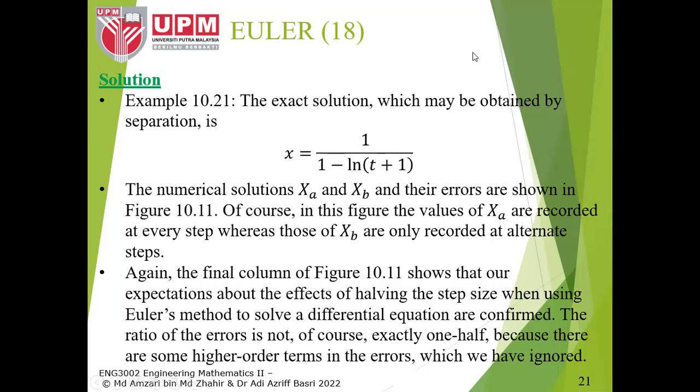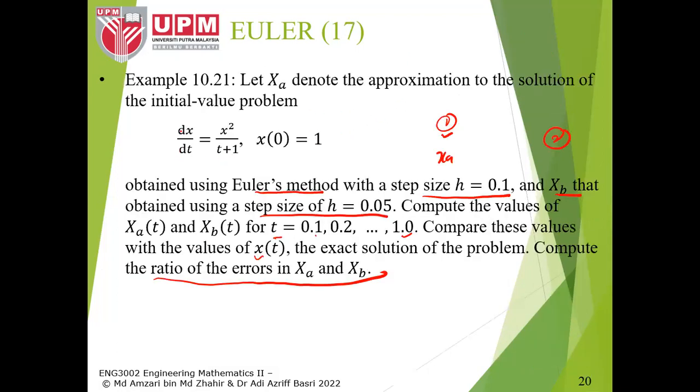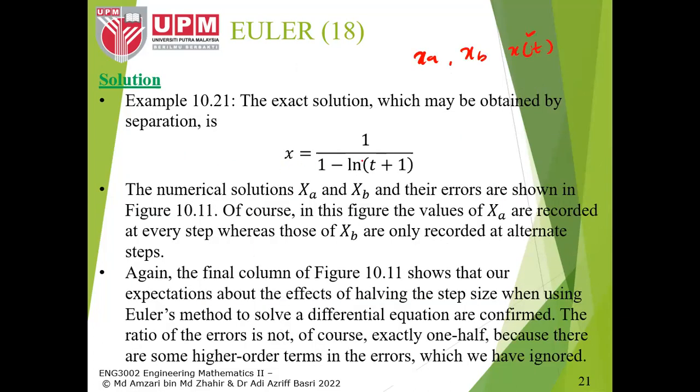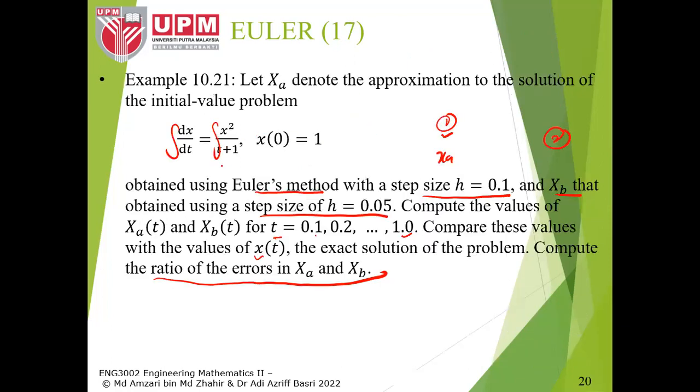First of all, in this example, you have three main things to do. First you need to find XA, second you need to find XB, third you need to find XT. We go for XT first. XT is the integration of the function dx over dt. You integrate this one and you will get something like this. In order to integrate this, you need to integrate in terms of dx and dt.